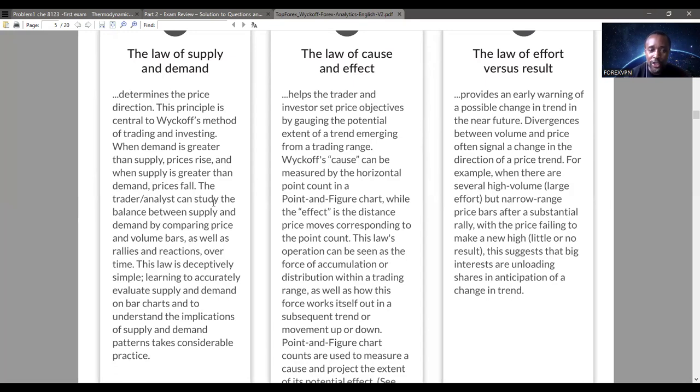The law is deceptive simply because learning to accurately evaluate supply and demand on bar charts, to understand the implications of supply and demand patterns, takes considerable practice. That's why we tell you to practice more and more, because you will not know exactly what is going on if you don't practice and repeat these exercises.